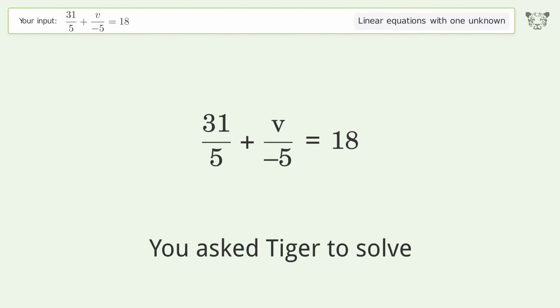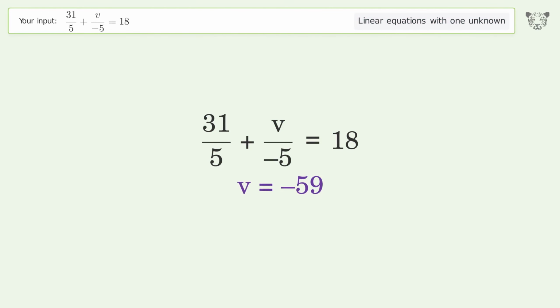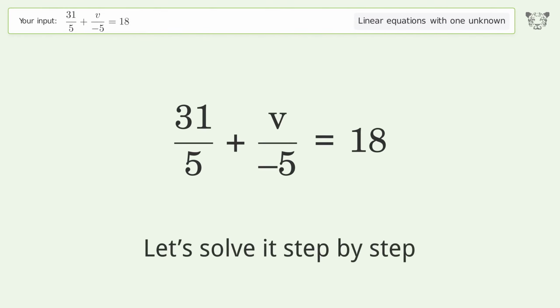You ask Tiger to solve. This deals with linear equations with one unknown. The final result is v equals -59. Let's solve it step by step.